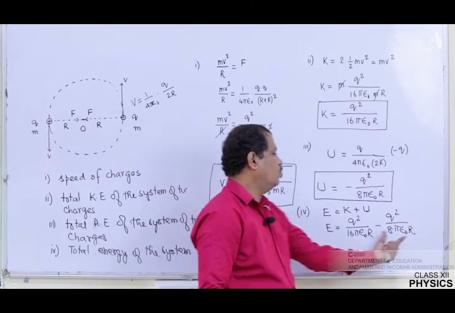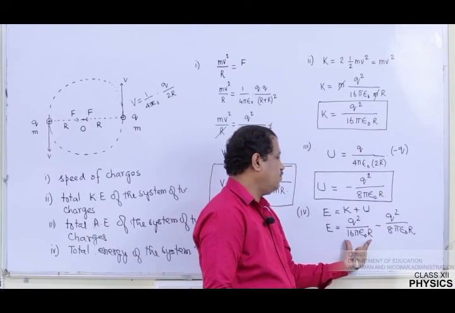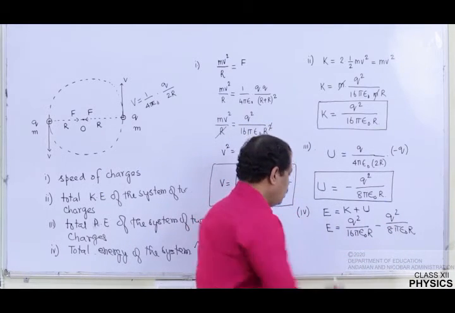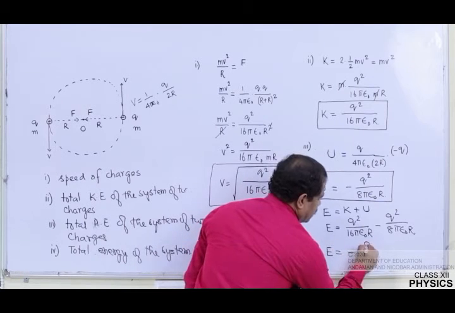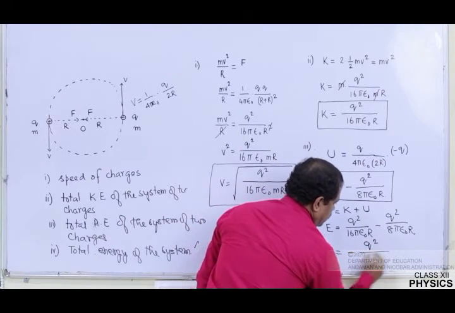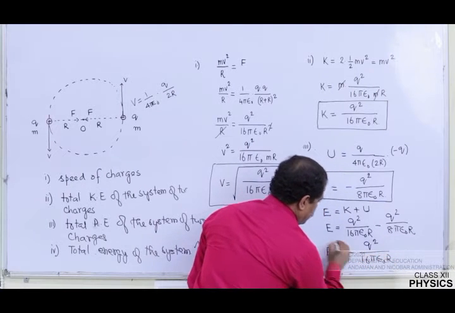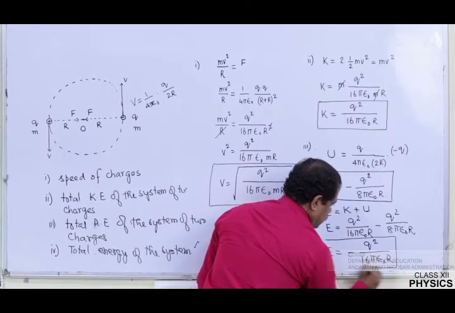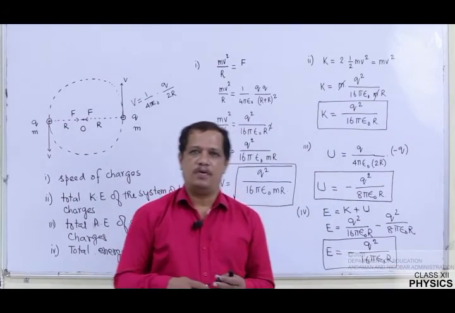If you compare the two, you find that the second term is twice the first term, so this is bigger. Therefore the total energy is equal to minus Q square by 16 times pi epsilon naught into R. So this is the final answer of the expression. Let us move on to the next problem.